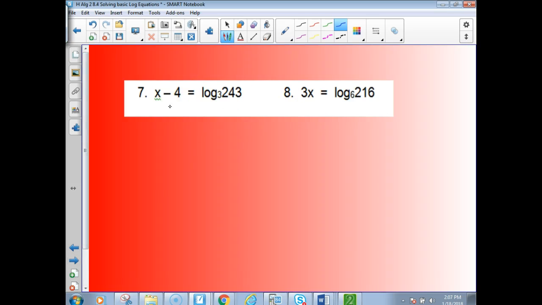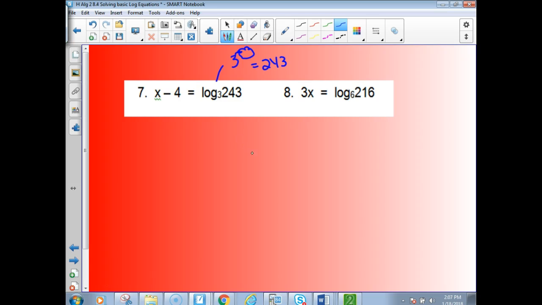7. Ooh, look at that one. Take a gander, think about it a moment. Do you know what this is? What's the answer to this part? 3 to what power is 243?